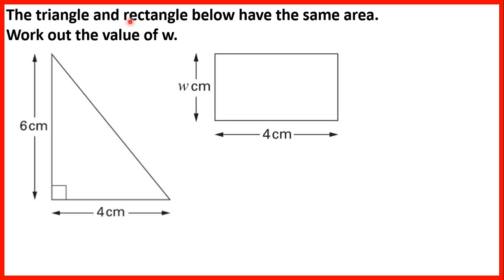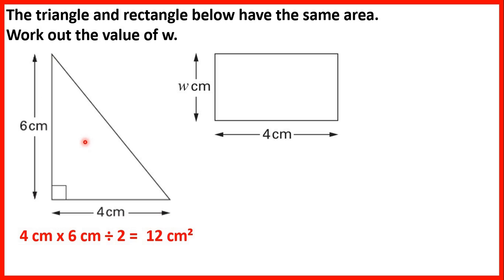The triangle and rectangle below have the same area. Work out the value of W. So we need to work out the width of the rectangle. Now we can find the area of the triangle, because to find the area of a triangle, we multiply the base by the height and then divide by 2. So 4 times 6 is 24, divided by 2 is 12.